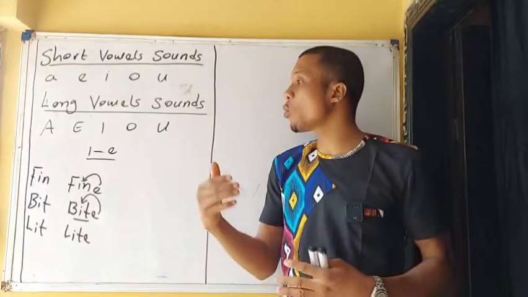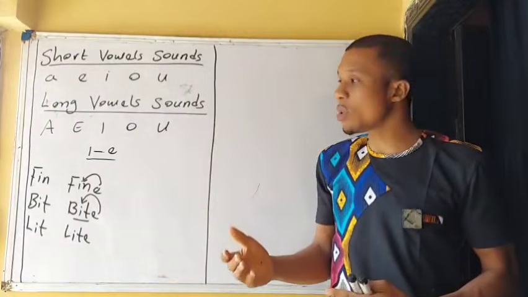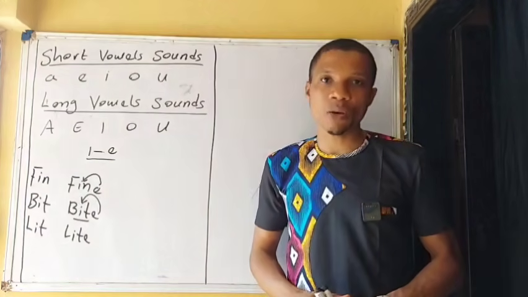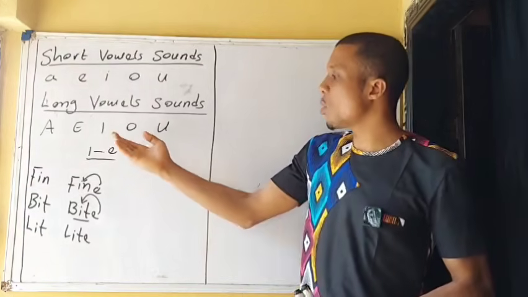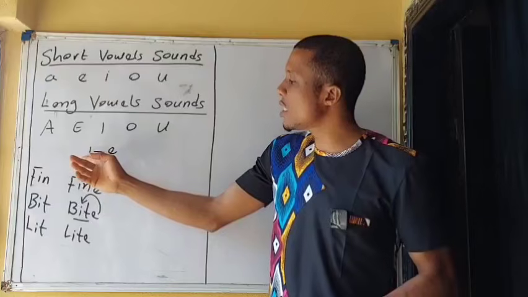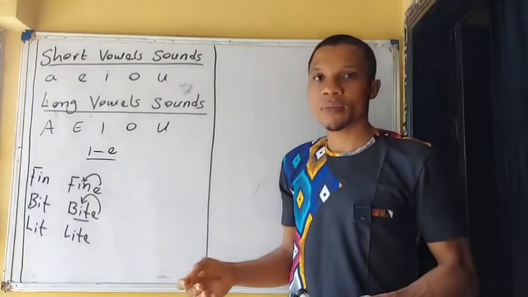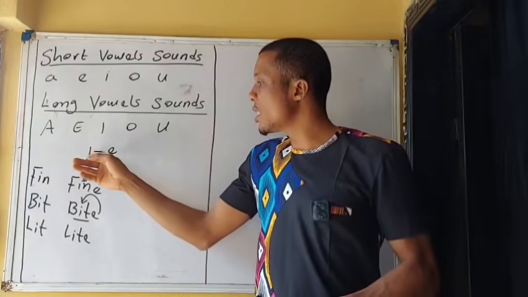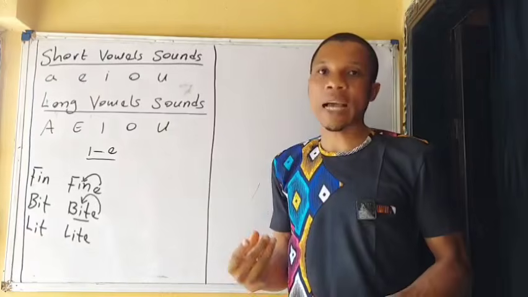So as a beginner, when you know these tips concerning spelling or reading, it becomes very easy for you to actually learn how to spell and read. Is that clear? So this is what we'll be looking at. Letter E changes this letter I to its long sound. Is that clear? This letter E changes this letter I to its sound, which is I.